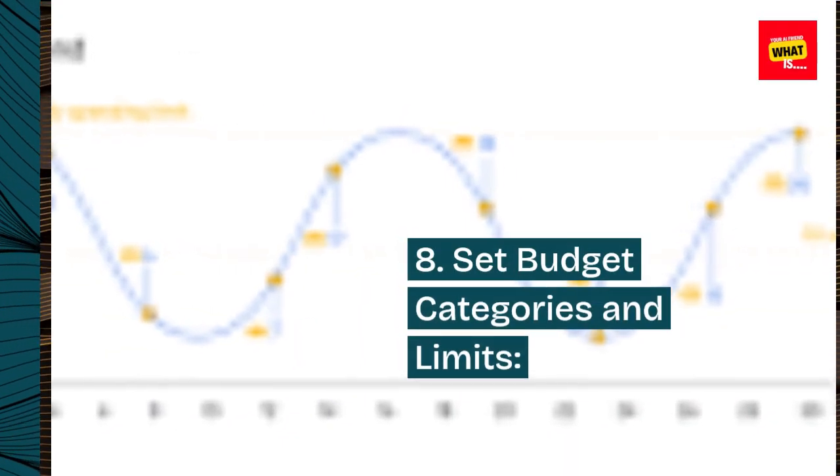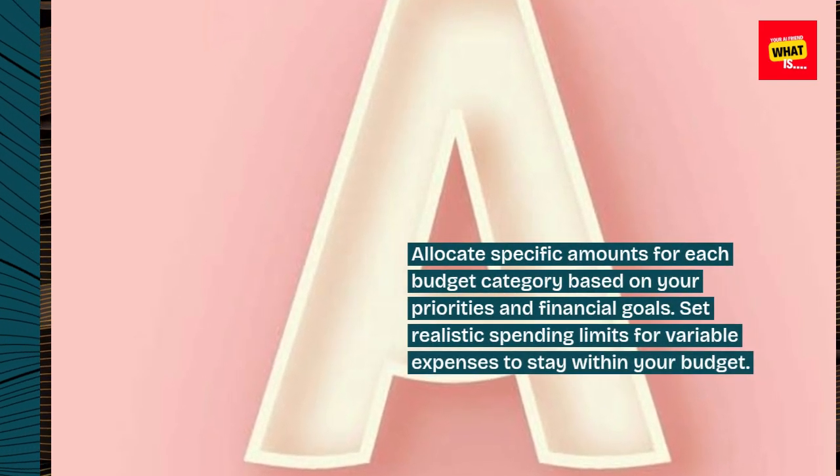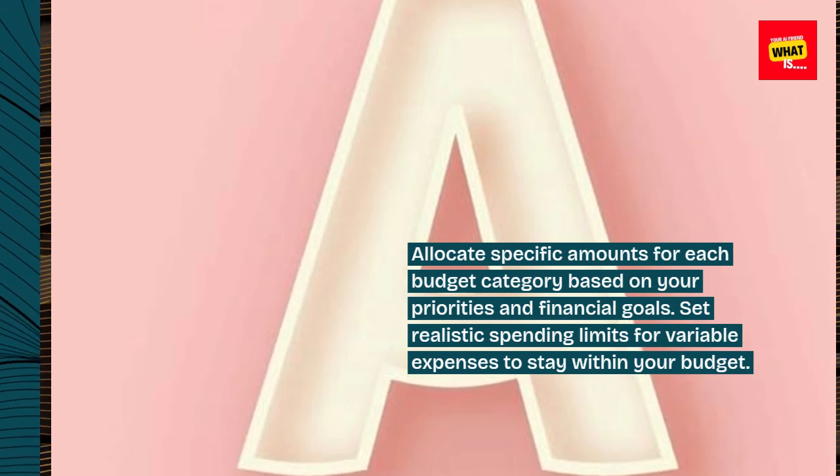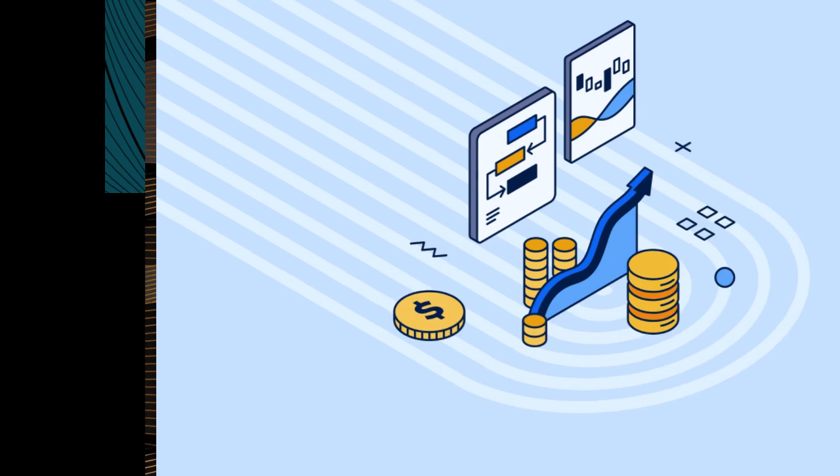8. Set budget categories and limits. Allocate specific amounts for each budget category based on your priorities and financial goals. Set realistic spending limits for variable expenses to stay within your budget.